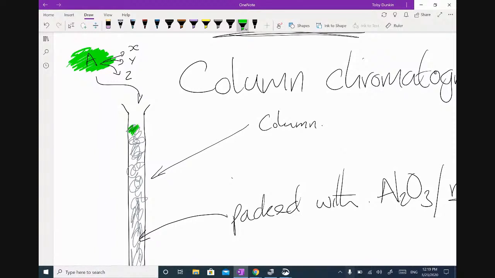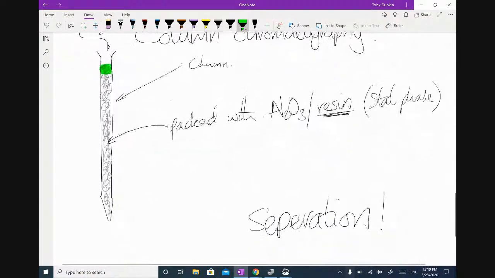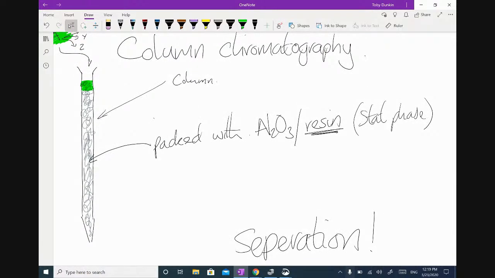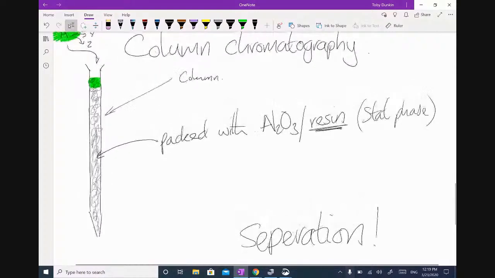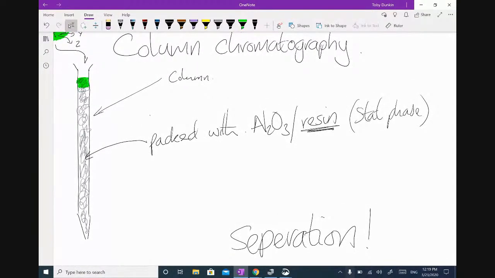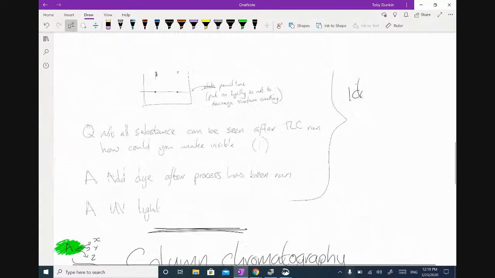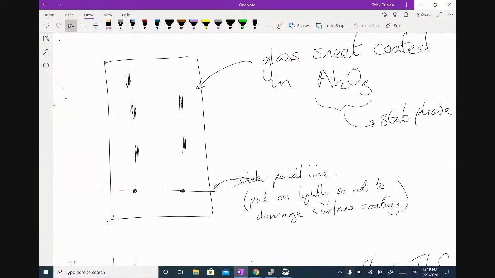Now, when A goes into the column, it soaks into whatever substrate is there. So it'll soak in and it will stop. It'll stop moving. It's a bit like paper, in terms of the dots go on and they don't move. What we now need to do is get them to move. And in TLC, the solvent moves up the paper. In order to get the dots to move up, what we do is we add our solvent.